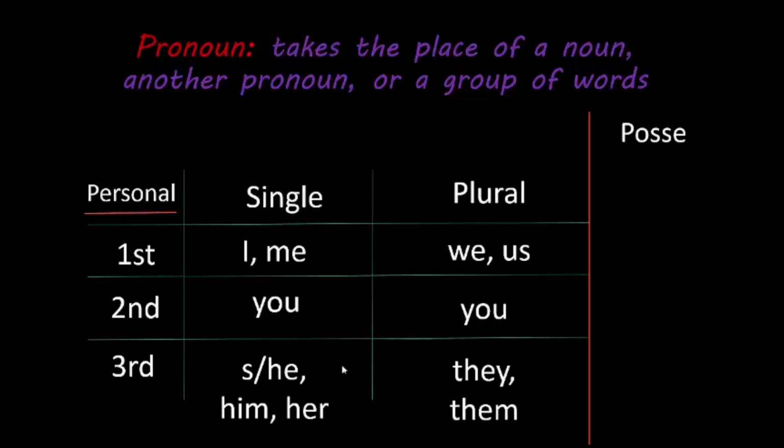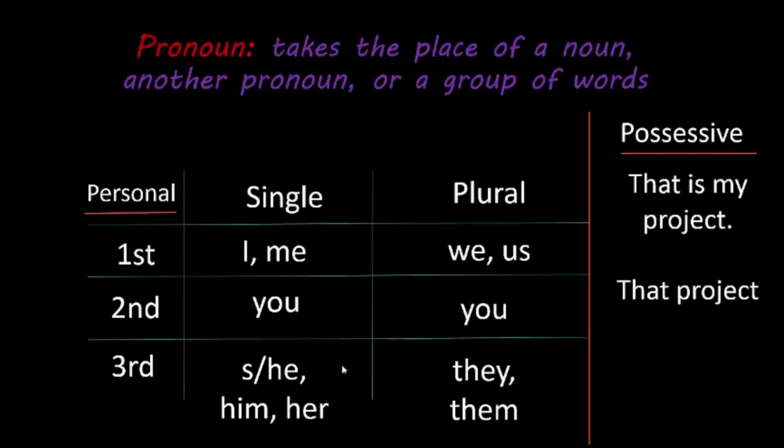The next type of pronoun is a possessive pronoun. It does exactly what it says. It's possessive. It shows possession. So 2 sentences that I'm going to write here are: that is my project, and that project is his. So in the first sentence, I said that is my project. My is the possessive pronoun. You're saying whose project it is. And then in the second one, the project is his. Whose project is it? It is his.